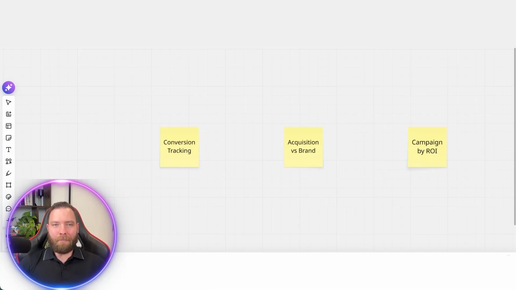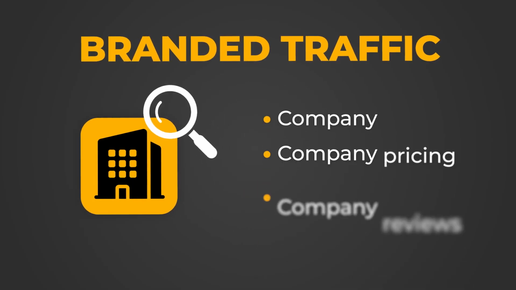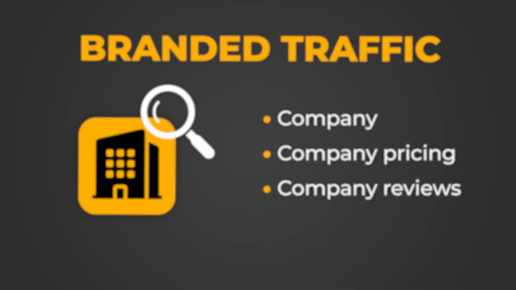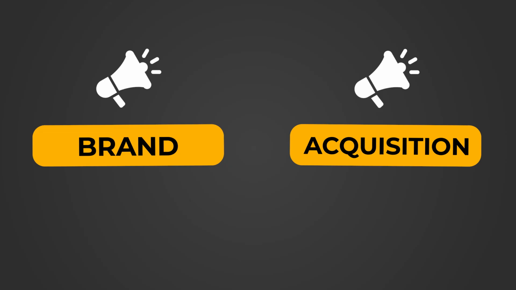So the second key pillar is separating your campaigns into acquisition versus brand. Brand is branded traffic, right? So people who are searching your particular company and or variations of your company, pricing, company reviews, etc. You want to make sure that you have a clean, separate campaign for brand and a clean, separate campaign for acquisition.